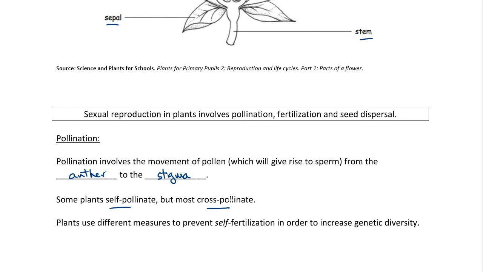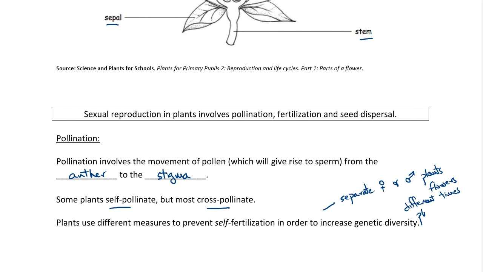And plants can use different measures to prevent self-pollination and thereafter self-fertilization. They can have separate male and female plants entirely. Some plants are just male, and some plants are just female. There can be plants that have both male and female parts but on different flowers. There can be plants that have male and female parts on the same flowers, but that mature at different times, so that the male parts and the female parts are never around at the same time for pollen to be transferred from one to the other.